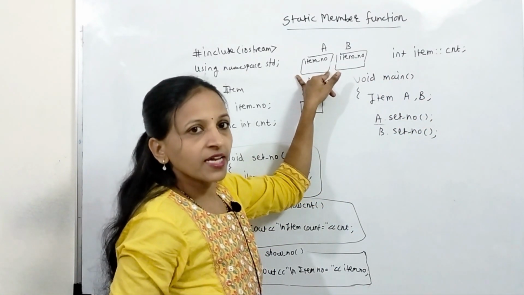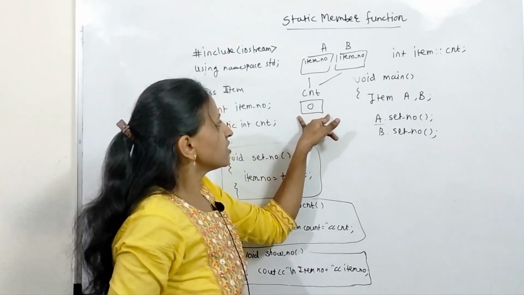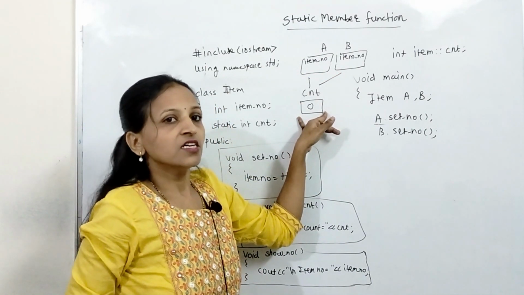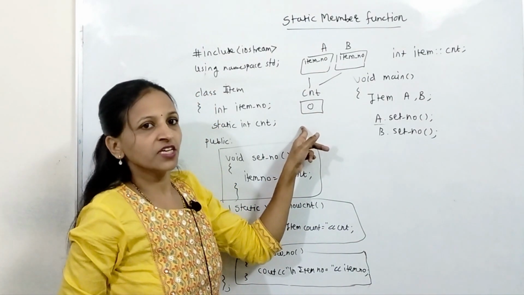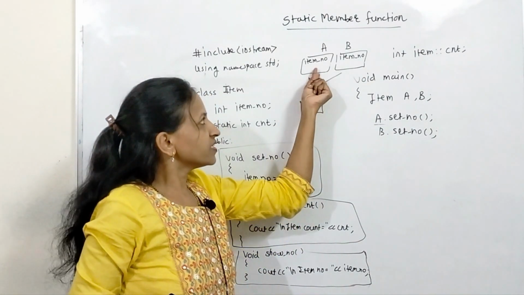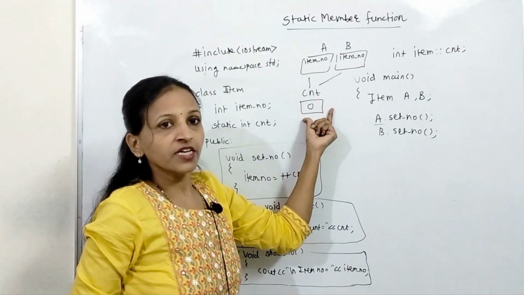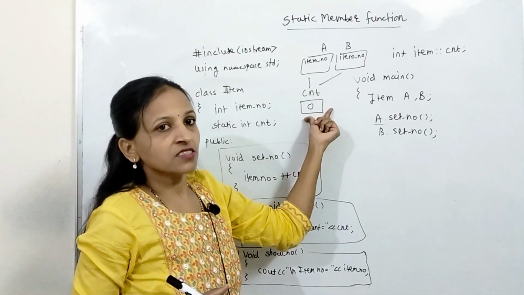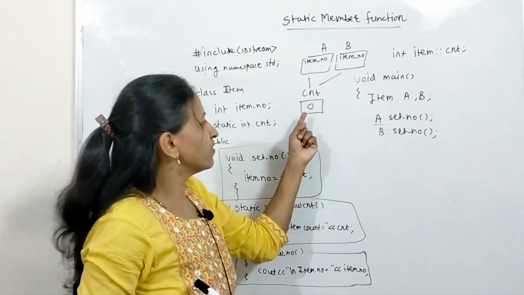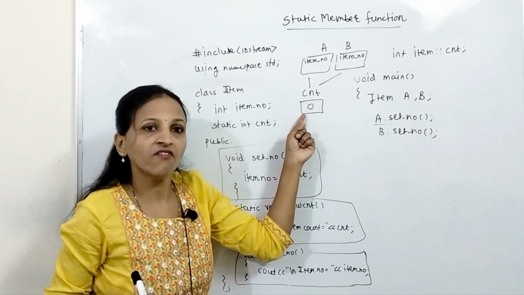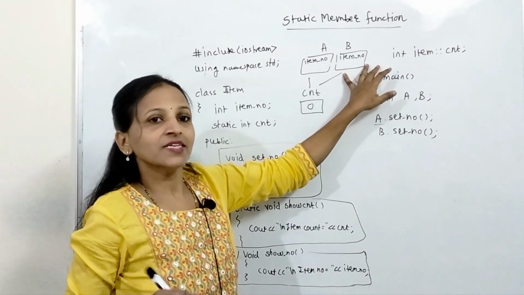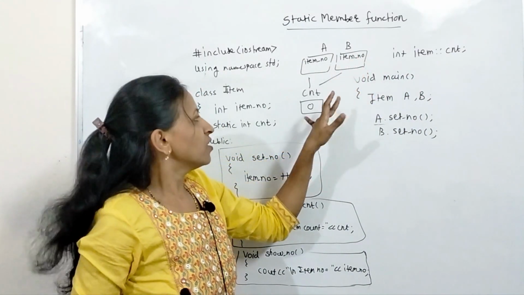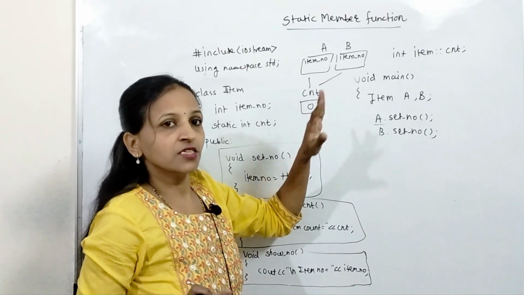Means for that a, memory will be allocated and internally the static data member will be created, but it is individual. There is no existence of this CNT inside this a. This is totally a different existence. This will be created only once and will get an initial value of 0. Now whenever we create b, memory will be allocated only for b's item number, not for CNT, because that CNT is common to all.